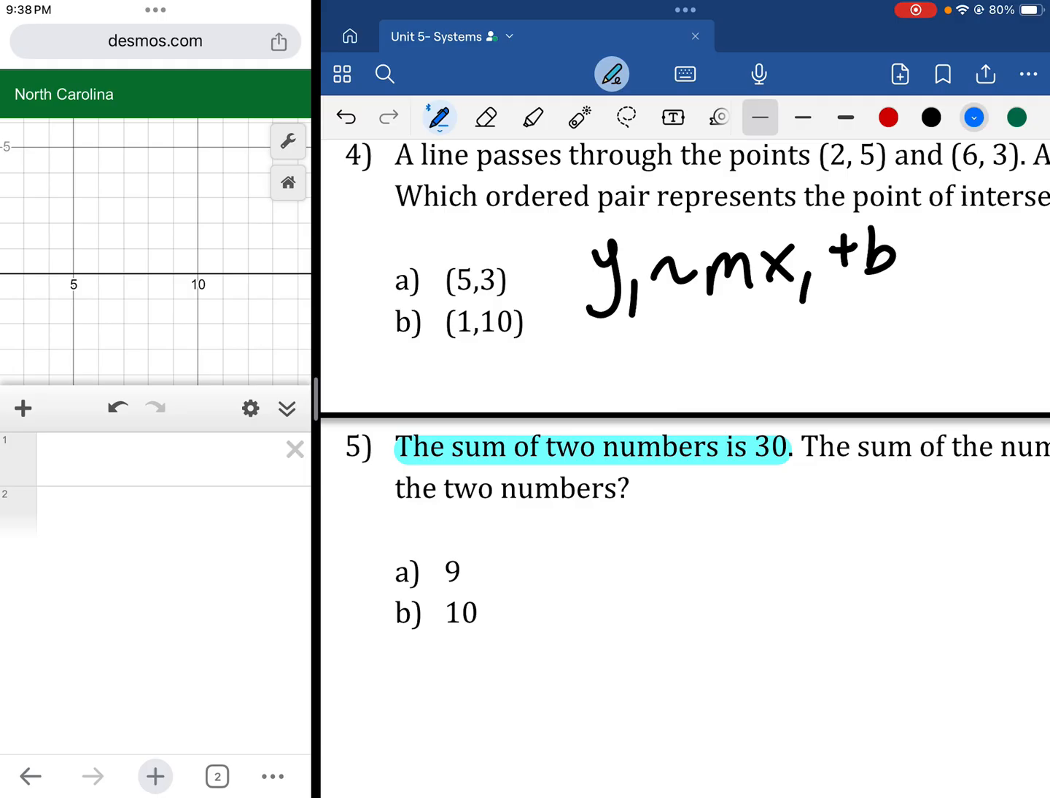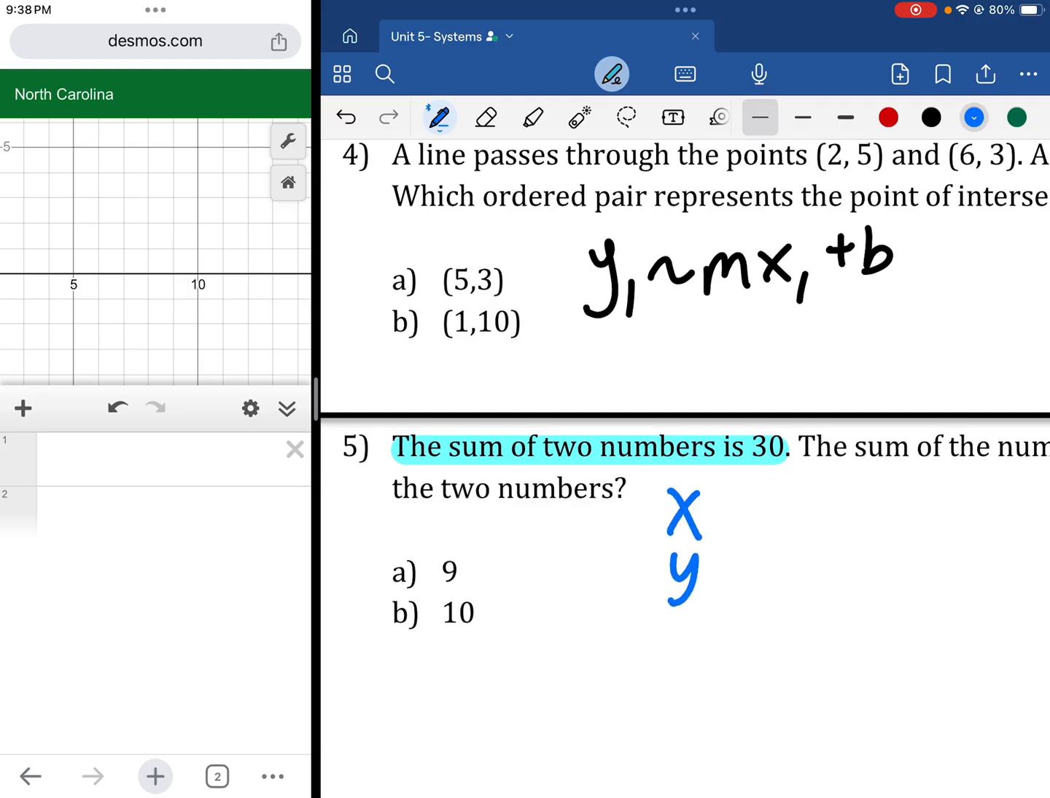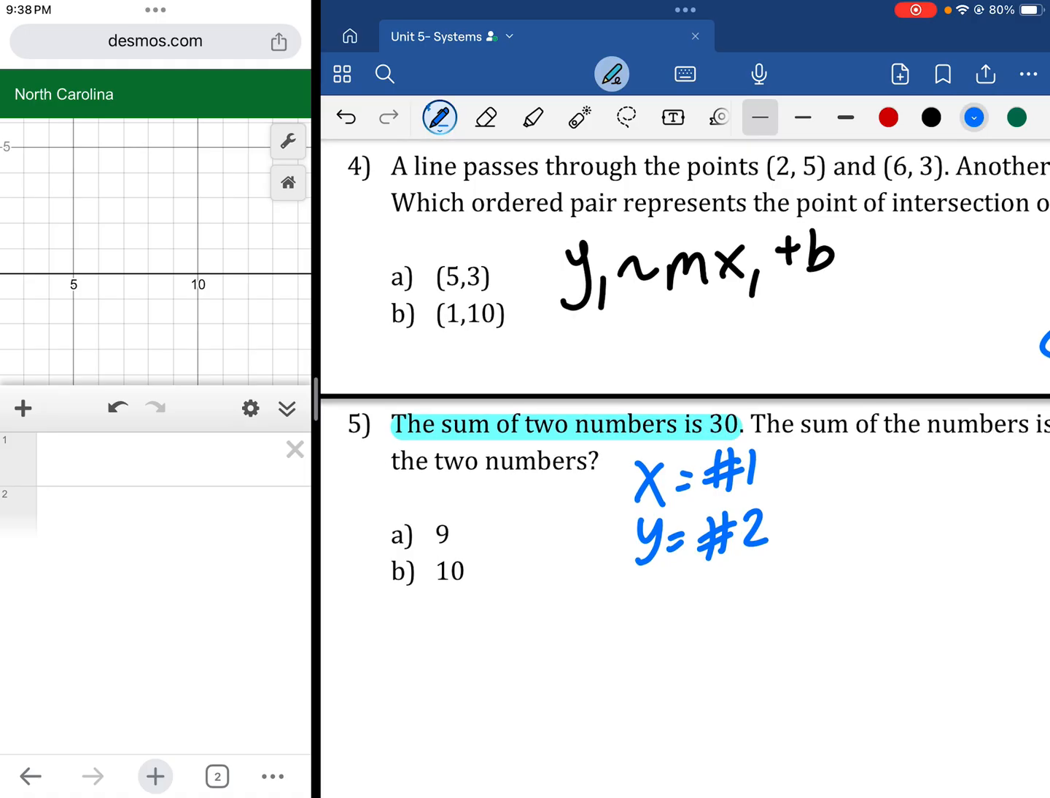The sum of the two numbers, so remember the two numbers are always going to be x and y. x will be number 1, y will be number 2. We don't know the numbers. That's why you just make them x and y. So sum of two numbers, that just means x plus y is 30. Sum means plus, is means equal.